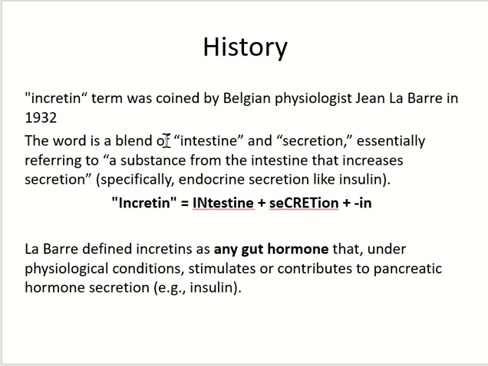Incretin is a blend of the words intestine and secretion. So if you can see here, incretin is nothing but intestine plus secretion. It is any gut hormone that, under physiological conditions, stimulates or contributes to pancreatic hormone secretion. So when food is taken orally, the food will stimulate the release of some gut hormones that will go and stimulate your pancreas to release more and more insulin. So any gut hormone which increases the pancreatic secretion, we call it incretins. It is an intestinal hormone which improves the secretion from the pancreas, and that is your incretins.